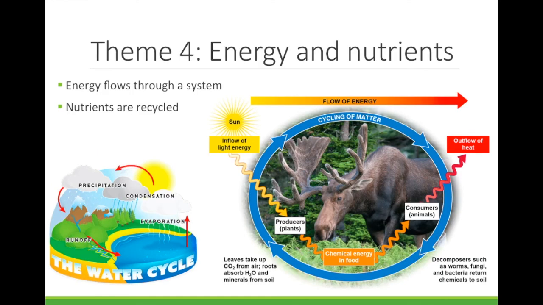Theme 4. Energy and nutrients. Energy flows through a system. By system, I mean, for example, an ecosystem. Energy enters an ecosystem as light energy. Plants use that light to make food through a process called photosynthesis. Then the energy is stored in the body of the plant. Animals eat the plant and use the energy to fuel their own bodies.